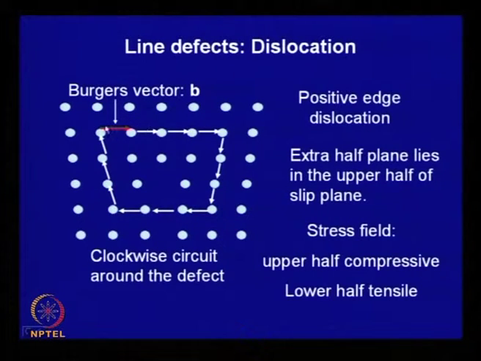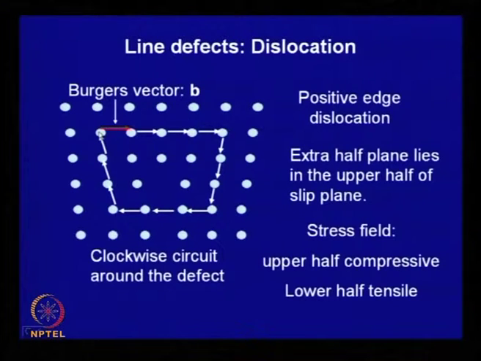Now, this slip vector is pointing in this direction. When one does stress calculation, it is quite important to define this Burgers vector, because the stress field or the elastic stored energy of a dislocation will be a strong function of this vector. And in this particular case, the extra plane of atoms lies above the slip plane. This is the slip plane, and this is the extra plane of atoms above the slip plane.